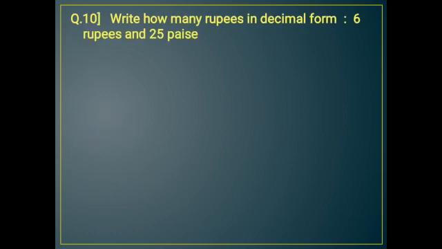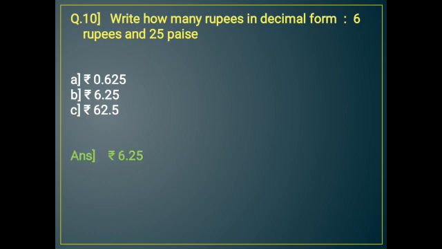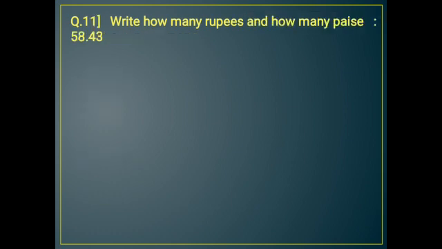Question number 10. Write how many rupees in decimal form? 6 rupees and 25 paise. So options are rupees 0.625, rupees 6.25, rupees 62.5. So here 6 rupees means we are going to put 6, then paise, so we are going to put 6.25. So our answer is option B, that is rupees 6.25.